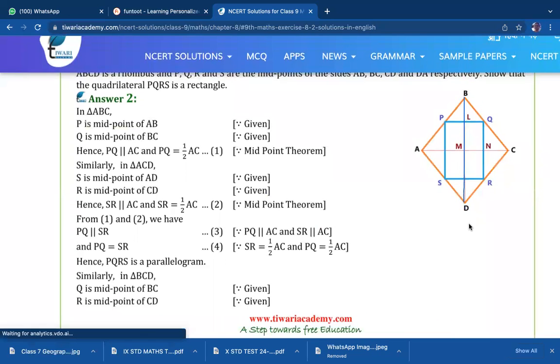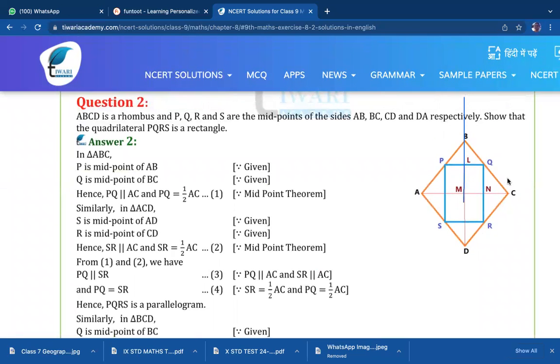But we know that ABCD is a rhombus, correct? What are the properties of a rhombus? The diagonals bisect each other at right angles. Specifically in a rhombus, the diagonals bisect each other at right angles. So what does this prove? So this is 90 degrees. In a parallelogram, opposite sides are equal and opposite angles are equal.